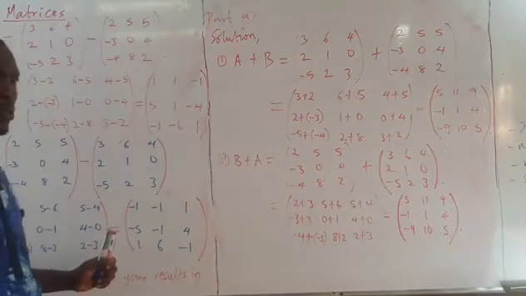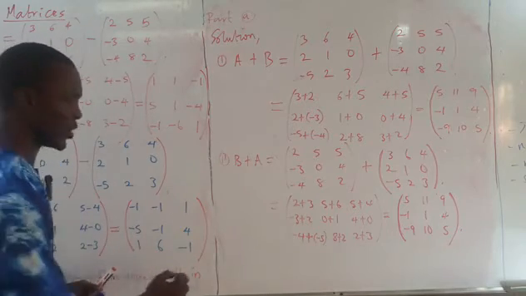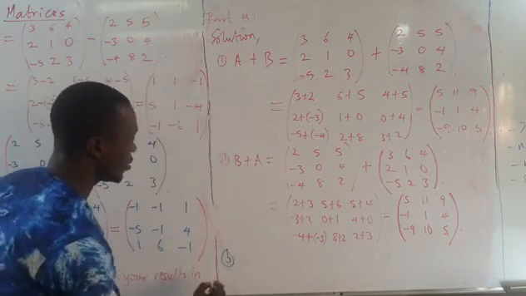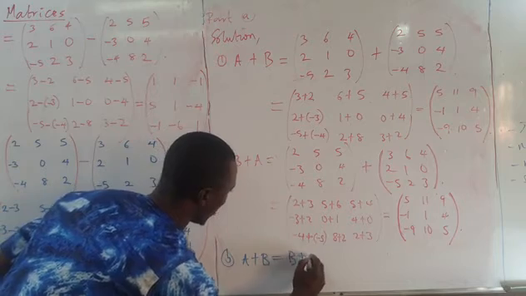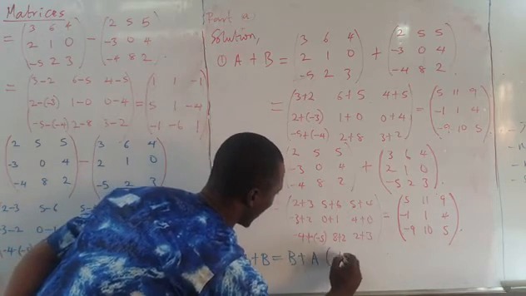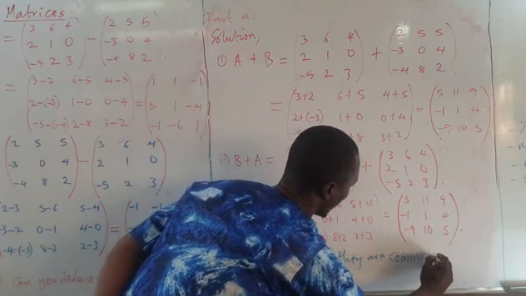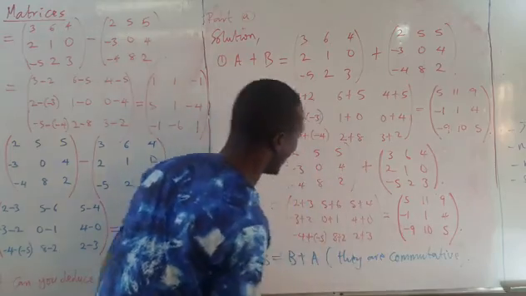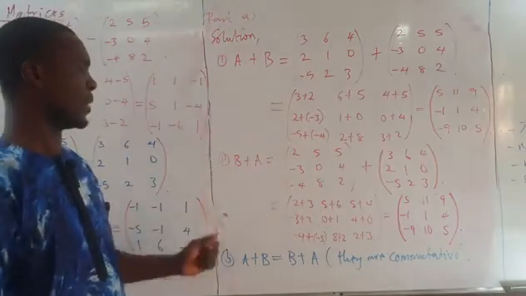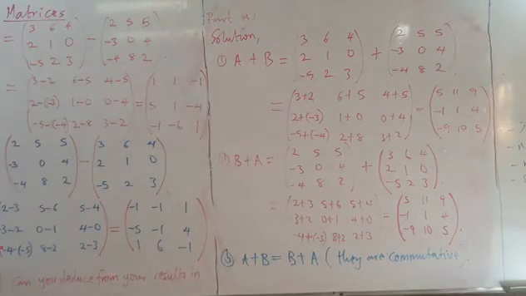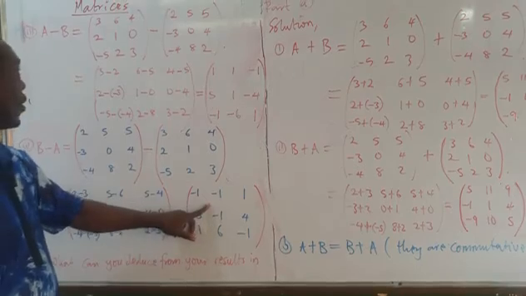So we can now conclude that A plus B equals B plus A. That is, they are commutative, according to the results from figures 1 and 2. Then the second part, A minus B. We have this result for A minus B, and we have this result for B minus A.